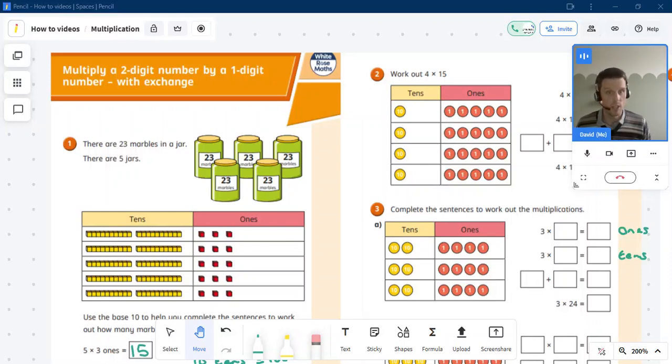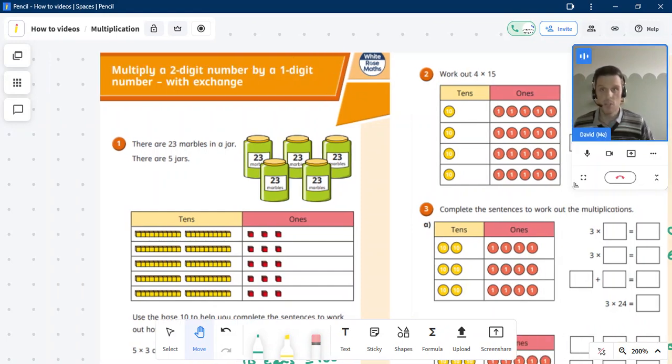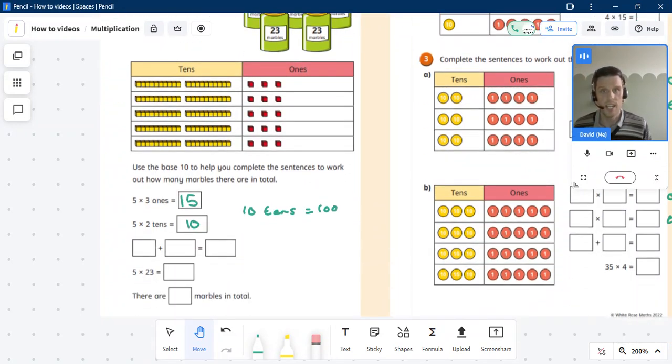Now it's your turn to have a go at questions 1 to 4. So here's question 1. There are 23 marbles in a jar and there are 5 jars. So here it is represented on the place value chart in base 10. So I've gone through the first two parts to help you, okay?